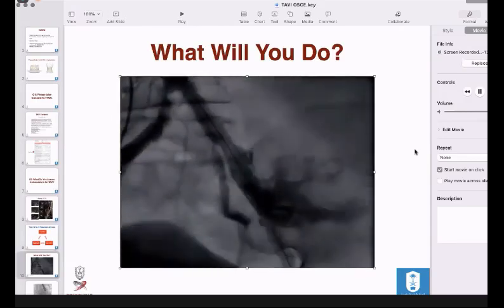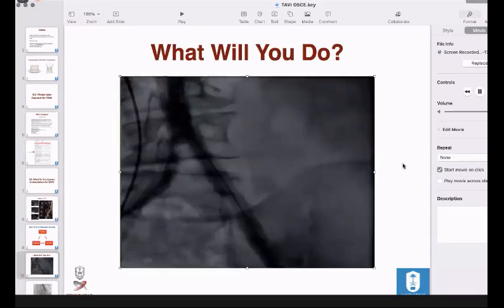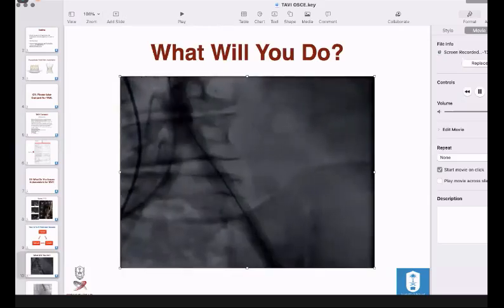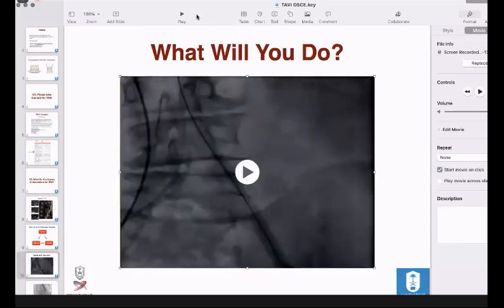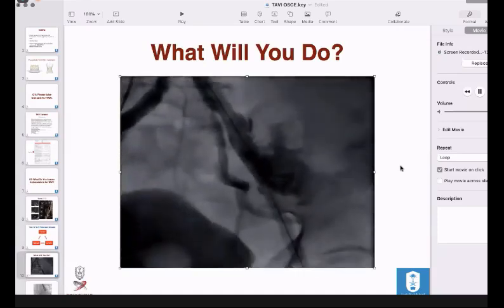So any volunteer, this is post-TAVI. The patient develops this. What will you do? We're going to have a crisis setting scenario. Yeah, I can answer. Sure, go ahead. What I see here is a femoral artery rupture.